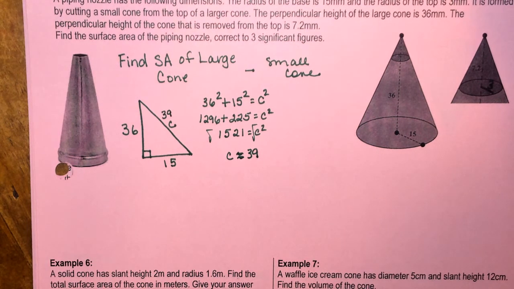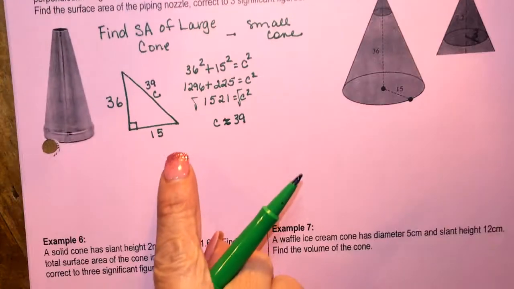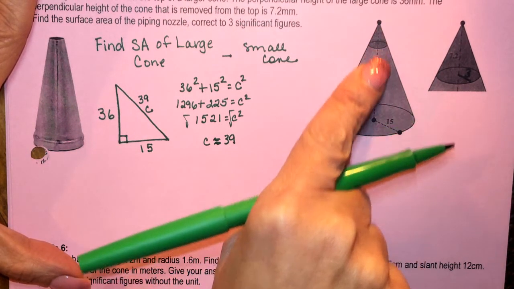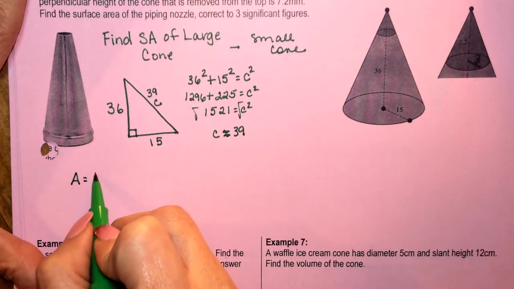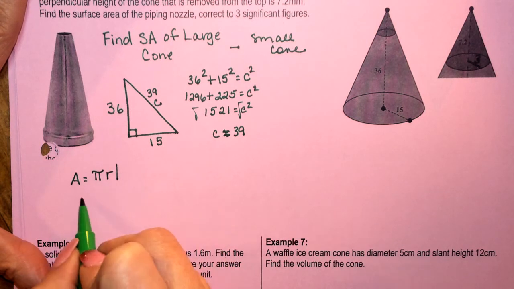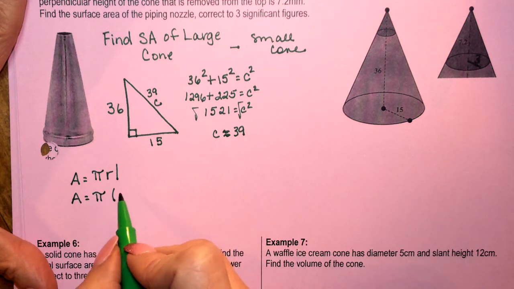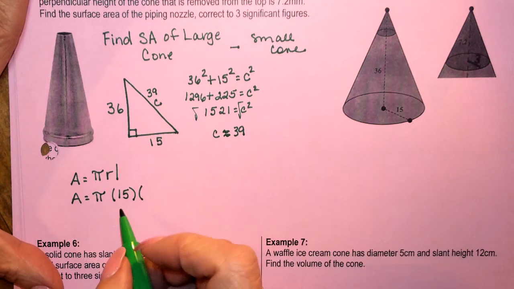All right, so I know that the area is pi times the radius times the length. L was the slant height, R is the radius, and I just found the slant height, or the length of the slant. However you want to say it. Okay, so area equals pi RL. Area equals pi times the radius, which is 15, times the slant height, which we found to be 39.